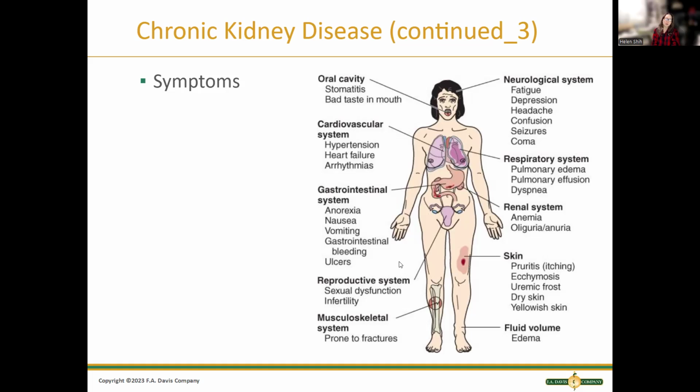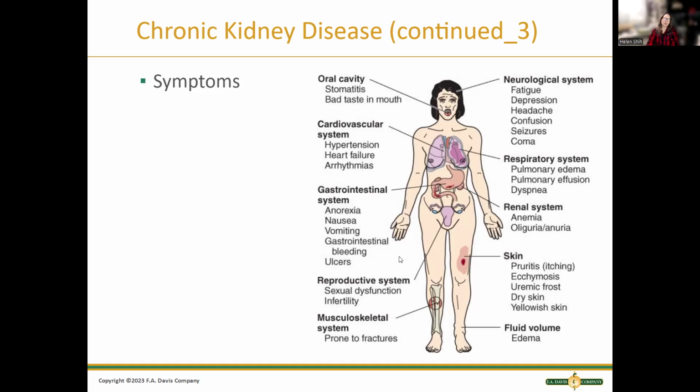Then in the skin, we could have pruritus, which is itching. Pruritus is the medical term for itching. We could have ecchymosis, which is where there's bruising. And then we could have the uremic frost, which I showed you guys what that picture looks like. It's when we try to push the uric acid as well as other waste products out of the skin in order to get rid of it. Then that could result in dry skin as well as a yellowish hue to the skin.